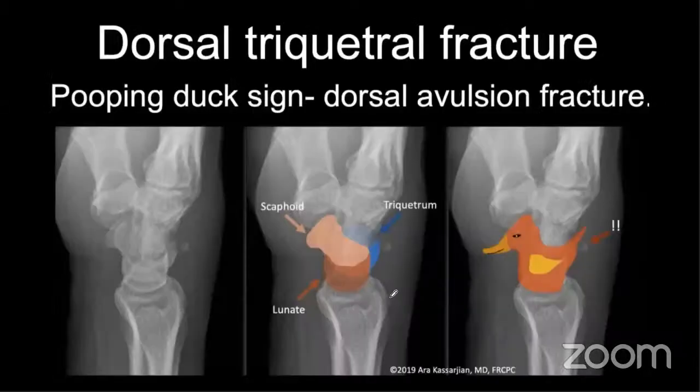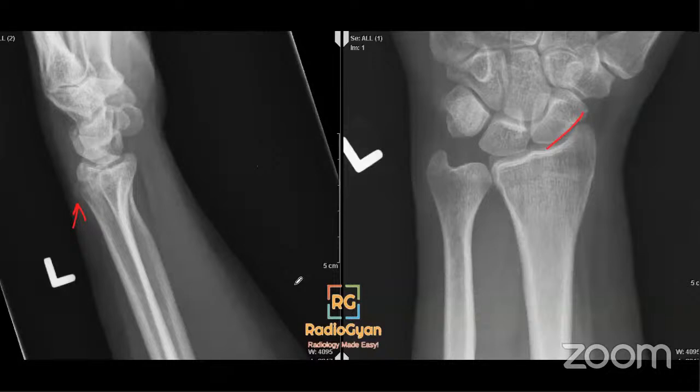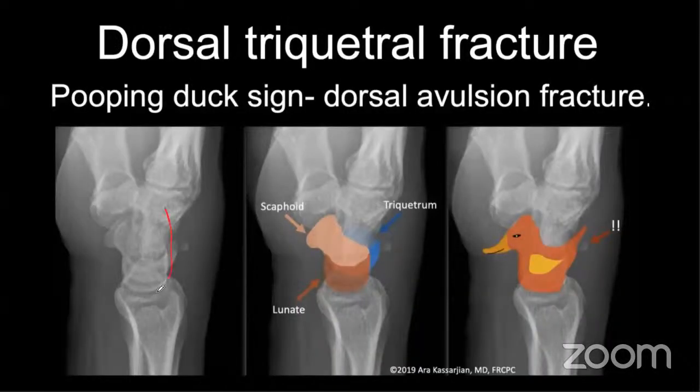For those who are not able to see the pooping duck, I have this image. So this appearance is thought to be the duck, and this small avulsed fragment is thought to be the poop of the duck. So that's how the pooping duck sign is named.